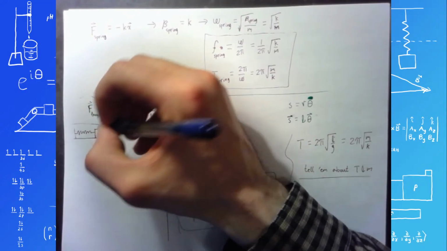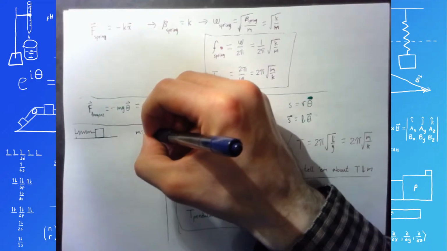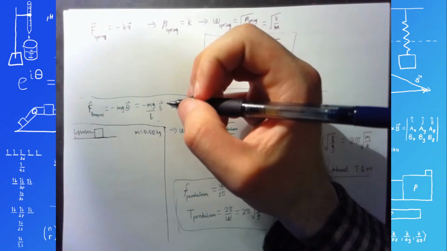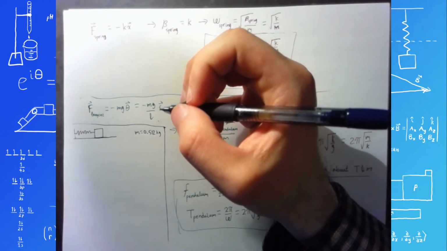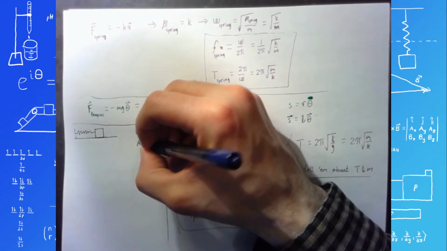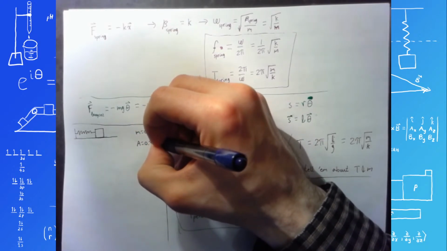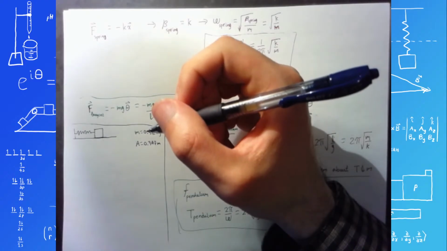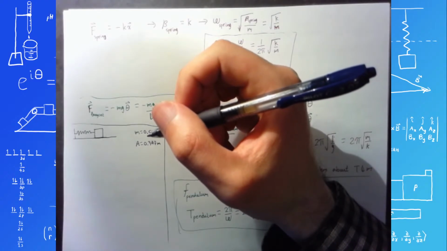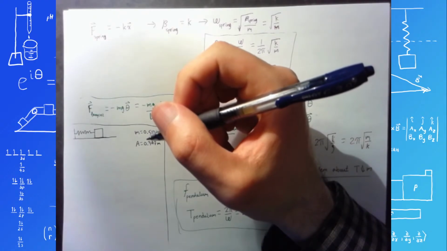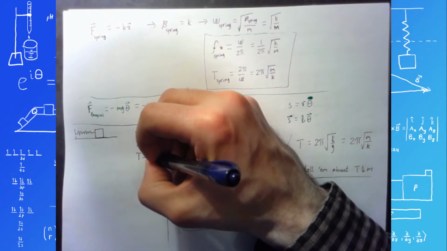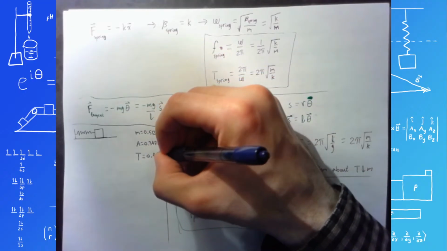So 512 grams is the mass. M equals 0.512 in kilograms. When set into oscillation with amplitude 34.7 centimeters, amplitude is 0.347 if converted to meters. It is observed to repeat its motion every 0.484 seconds. Part A, find the period. Well, that should be pretty obvious if you're just paying attention to the problem. It said it repeats its motion every 0.484 seconds, so that must be the period.